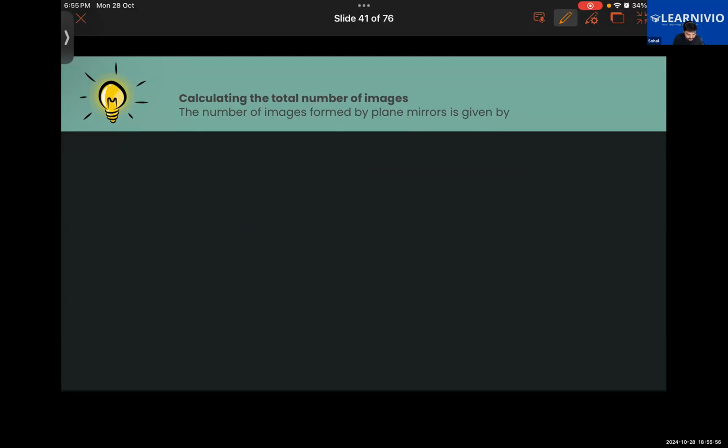Now, the formula to calculate the number of images formed is n equals 360 degrees upon theta, where n means the number of images. This is called theta. Theta here is basically representing the angle. What is it representing? Yes, Chakrika? It's a symbol for angle. Okay, so n is telling you the number of images formed between the two plane mirrors.